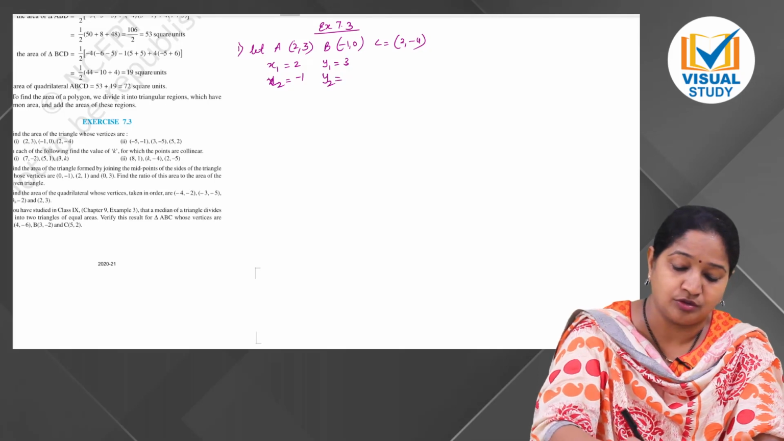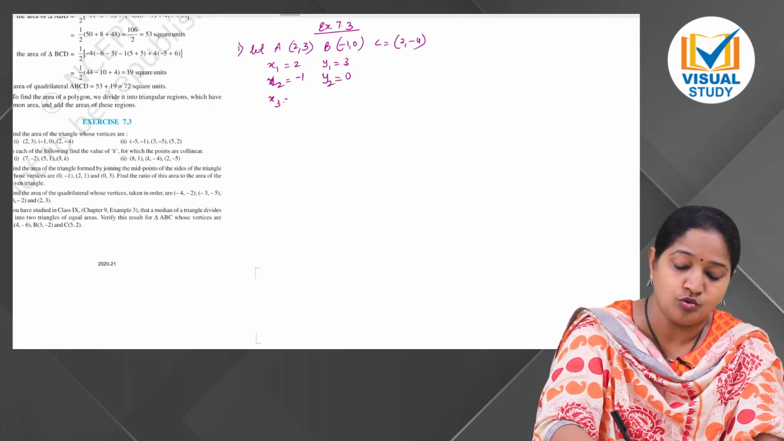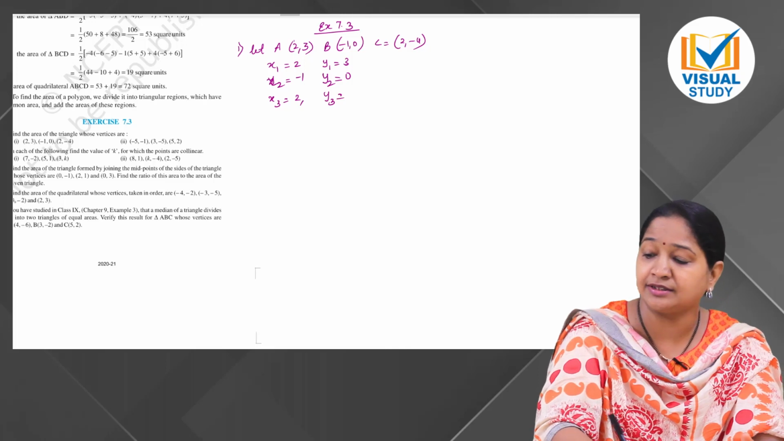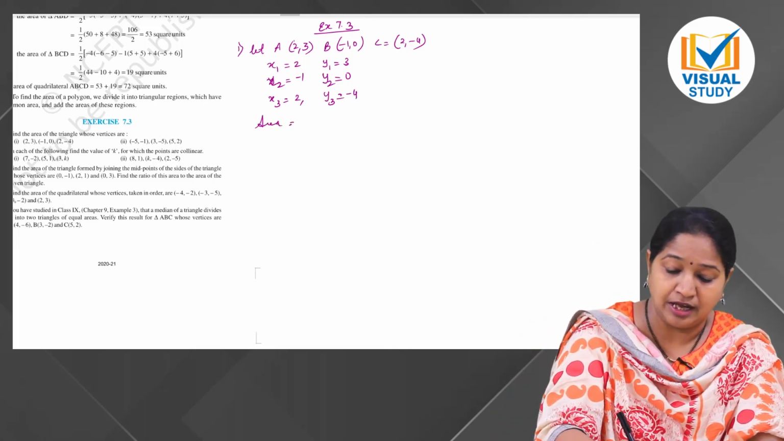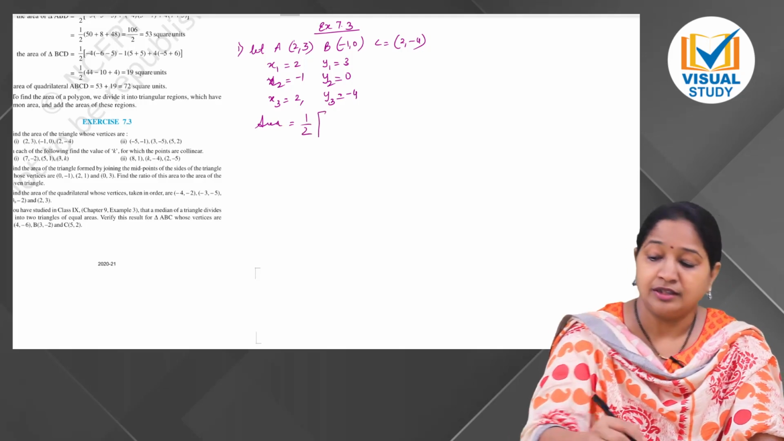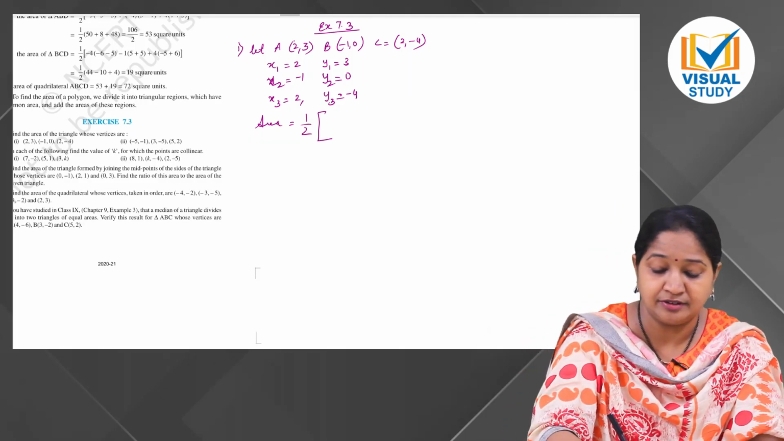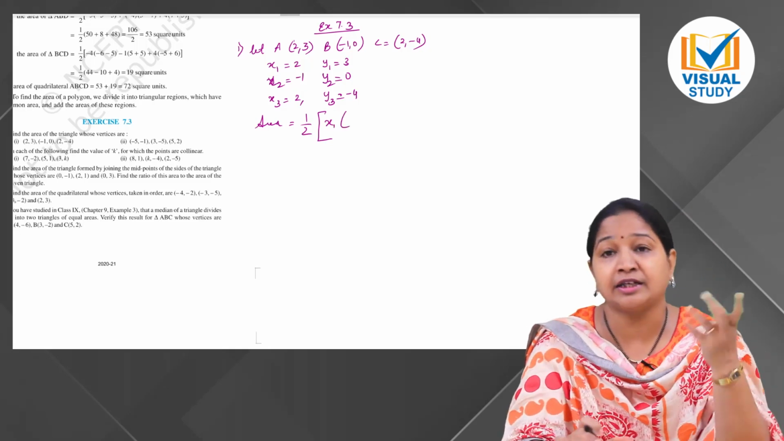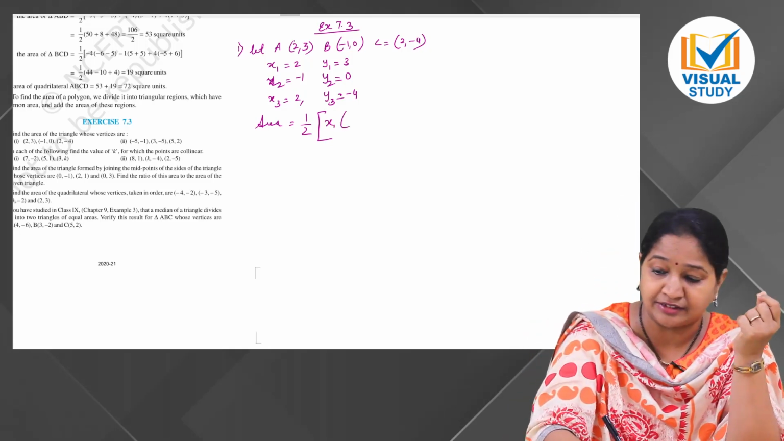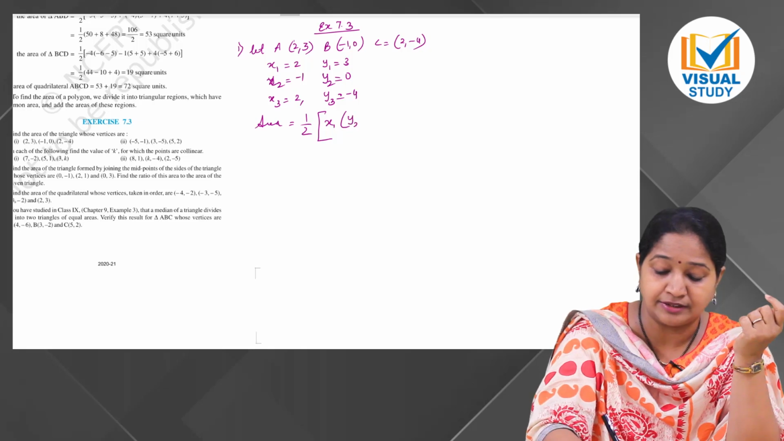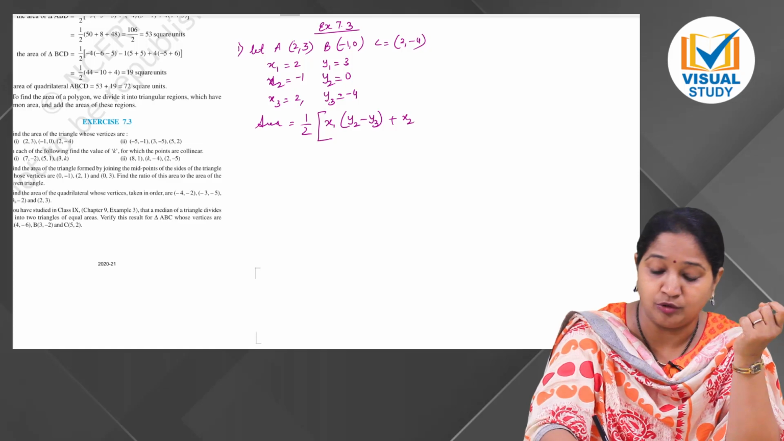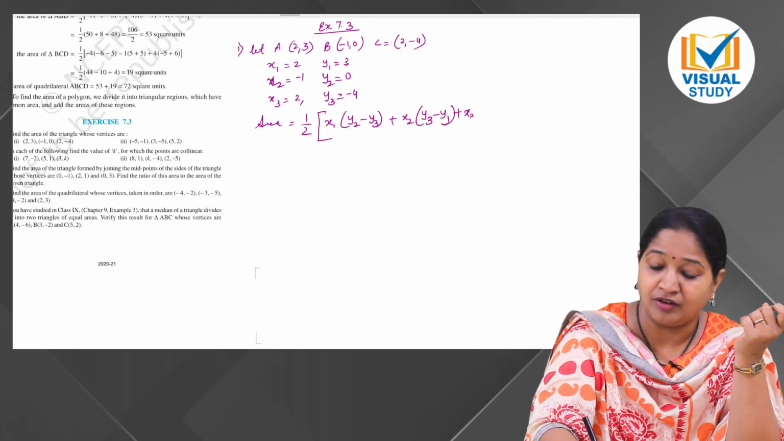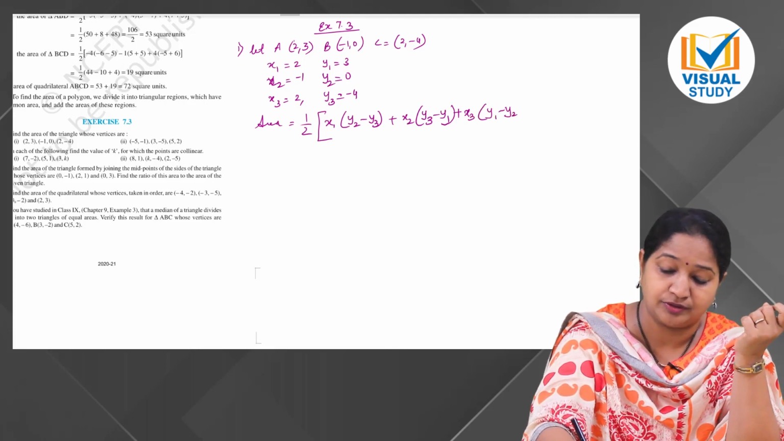y2 is 0. x3 is equal to 2 and y3 is minus 4. Put in the values. What is the area of a triangle? Half into x1, that is y2 minus y3, plus x2 into y3 minus y1, plus x3 into y1 minus y2. You have to learn this area of a triangle formula.